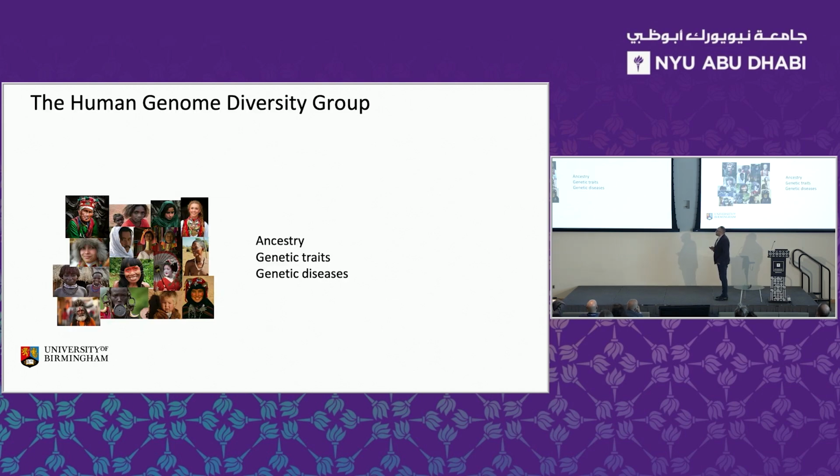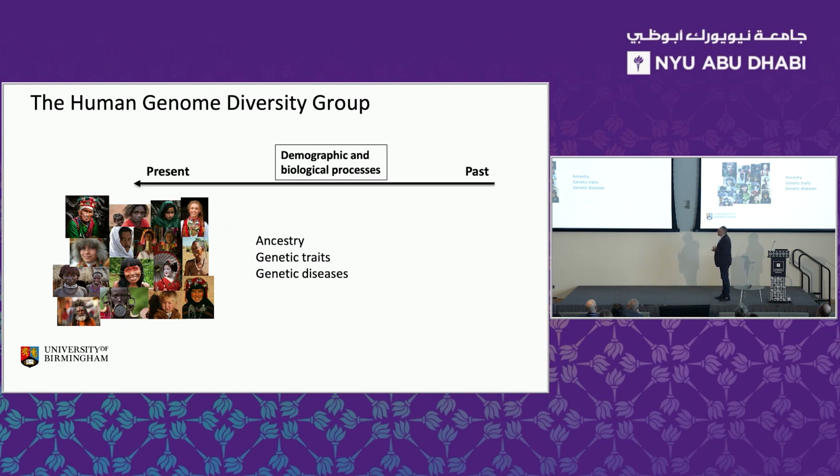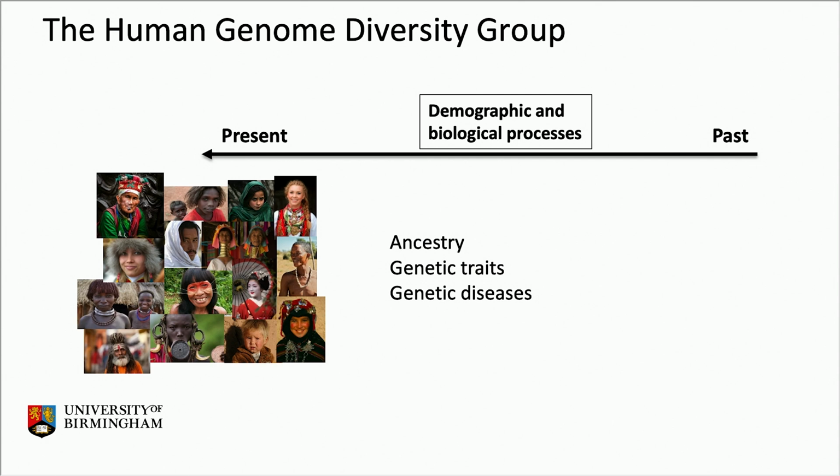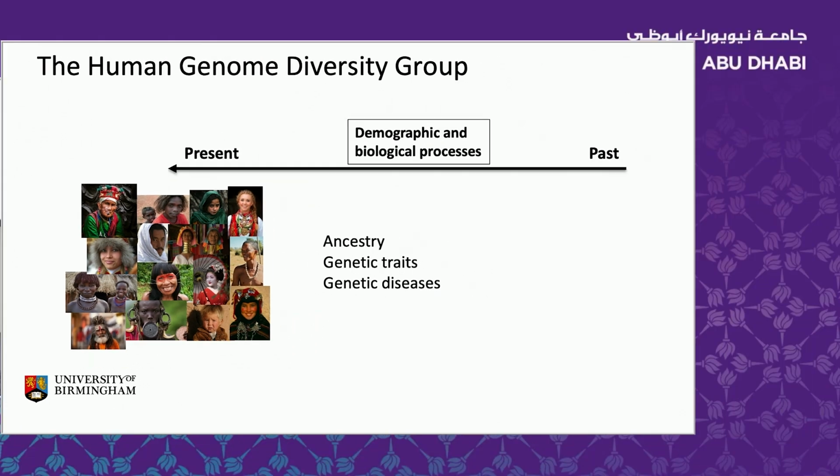So the Human Genome Diversity Group at Birmingham is interested in studying diverse populations to understand human genetic diversity. And by human genetic diversity, this includes, of course, ancestry and genetic traits and diseases. So we understand genetic diversity as a product of events that have occurred in the past. So events like demographic and biological processes that have shaped over time the genetic diversity that we observe today in different populations.